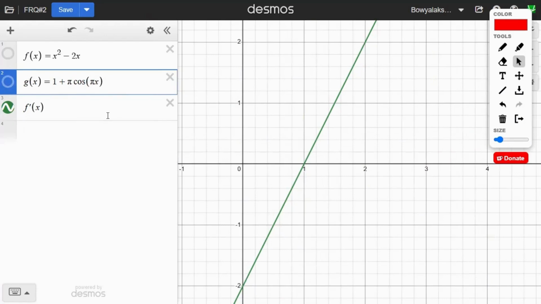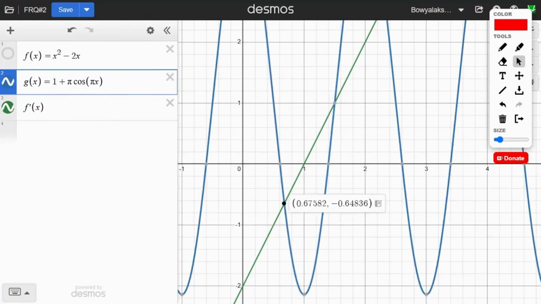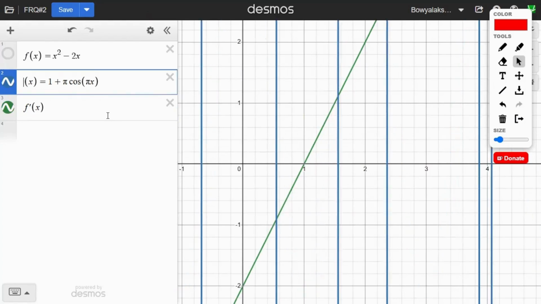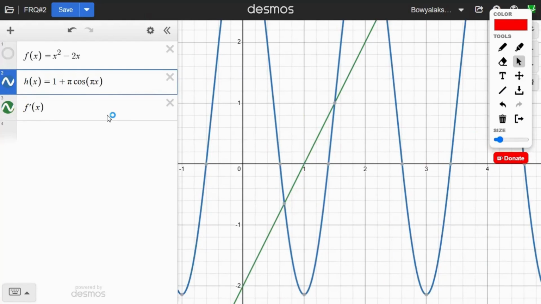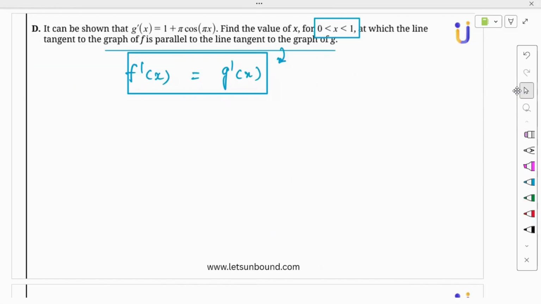And here they should meet. So these two graphs should meet, and this is my answer. So this is g prime of x. If you give g prime, it won't show because g of x is not defined. So directly we have g prime, 1 plus pi cos pi x, and f prime. Or you can just use h of x for g prime, to avoid the confusion. So this is the only admissible intersection point here: 0.6752, and you can approximate it to 3 decimal places. That's simple. So we graphed and used it.